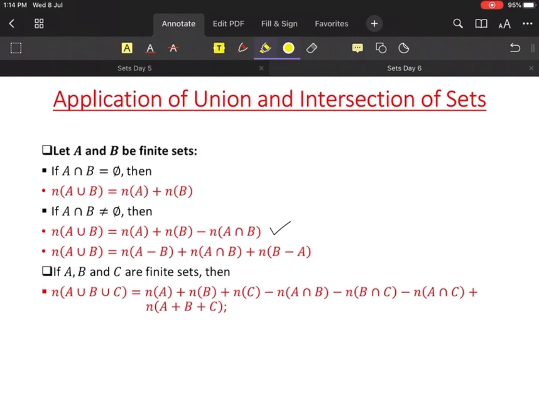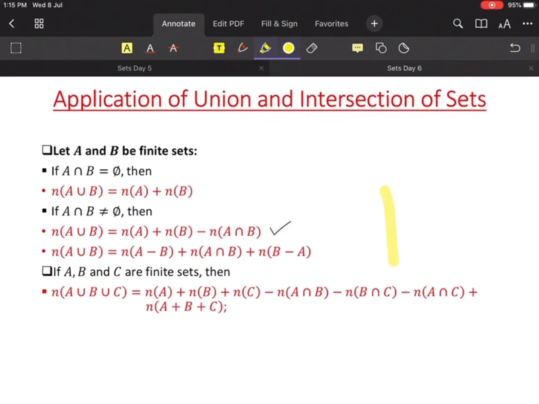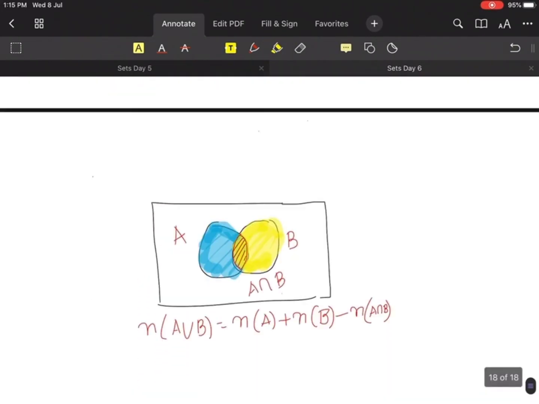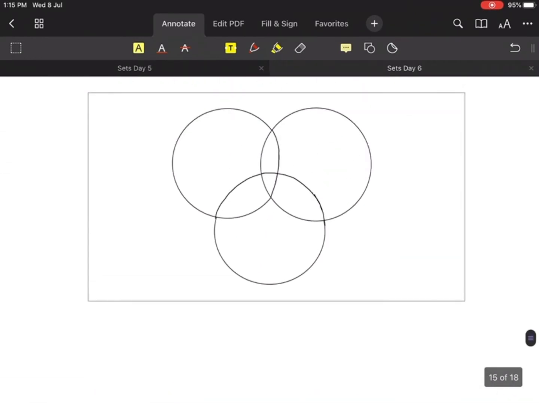Now we are into our last formula. The last formula goes like this: number of elements of A union B union C. So they are talking about three sets. We have learned A union B, but now we will be learning A union B union C. For that, let's move on to this slide.